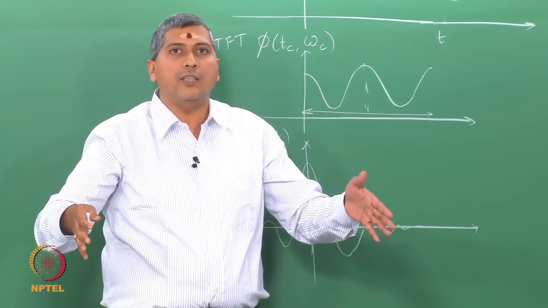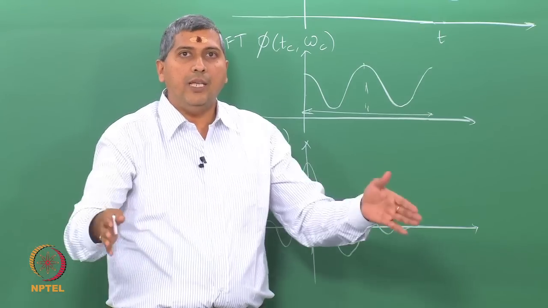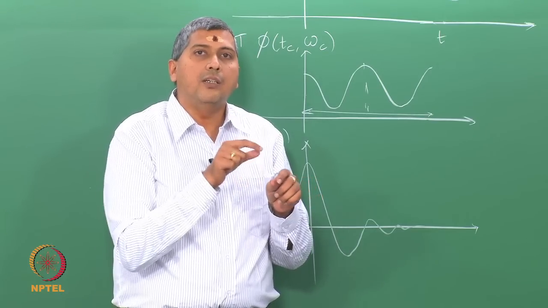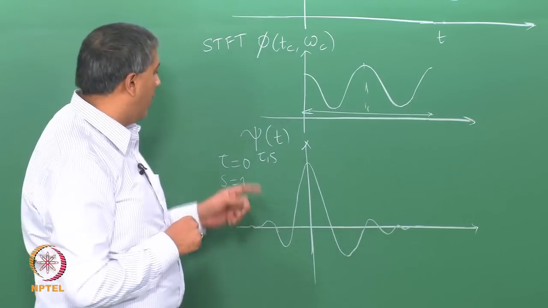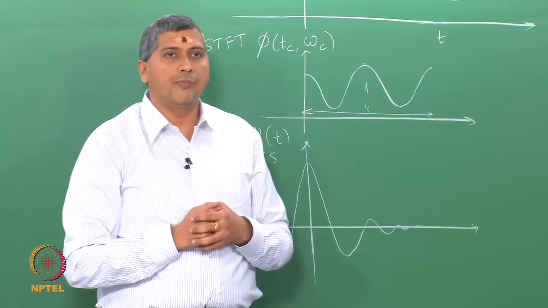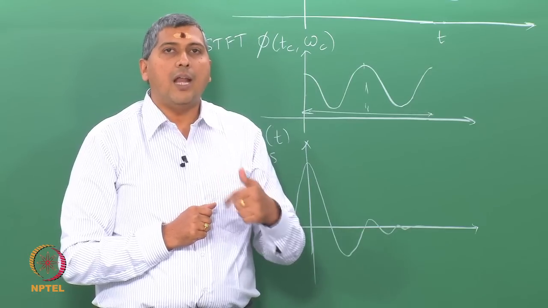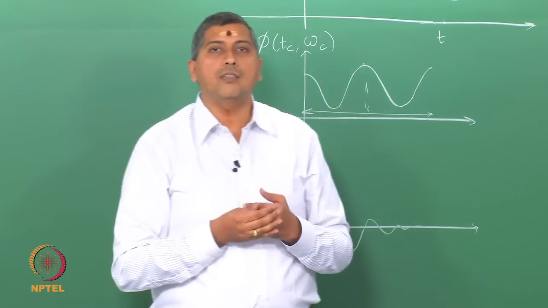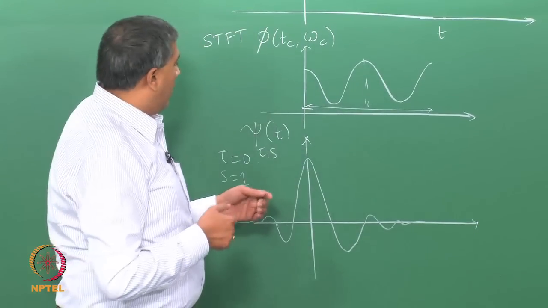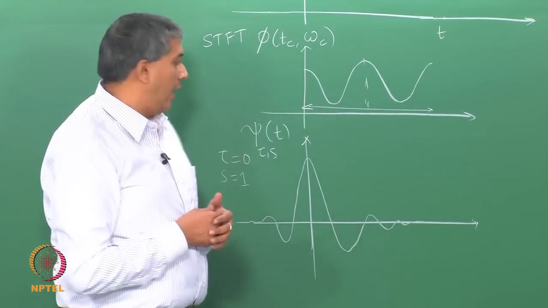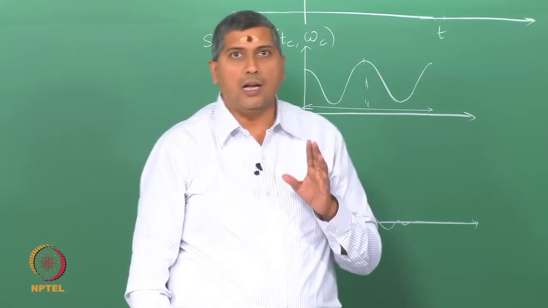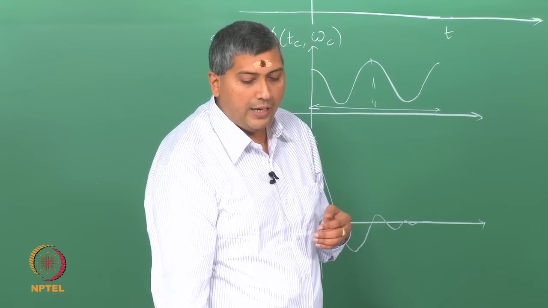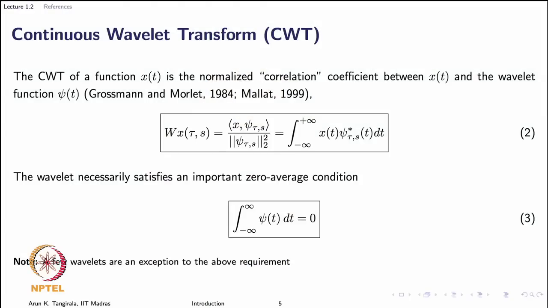So the signal is going to be fixed for me in the analysis, and I am going to march ahead with this analyzing function. To keep track of this marching in time, we have this parameter tau. The scaling will help me analyze the high frequency and the low frequency features of the signal. How does it do that? I will show you with an example shortly, but first let us quickly look at the continuous wavelet transform and how it is defined.